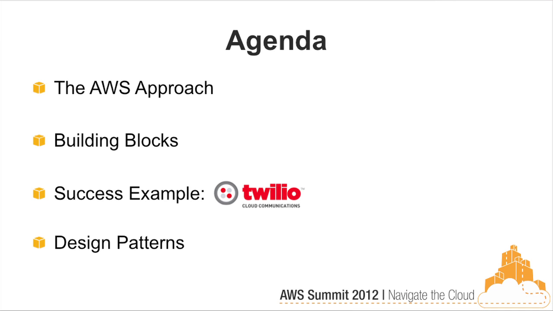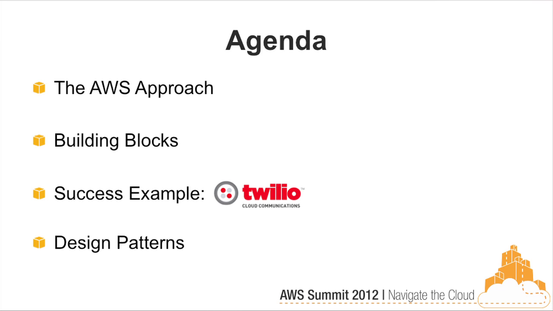The agenda for today: I'm going to talk a little bit about the Amazon Web Services approach to fault-tolerant application design. We'll talk about how that's a little different and how cloud has changed the way that companies build and deploy these kinds of systems. We'll talk about our building blocks. What has Amazon built that you can use to get to fault tolerance?